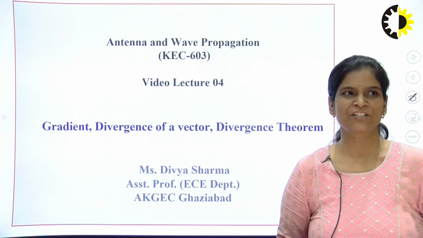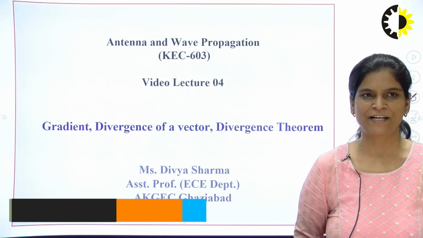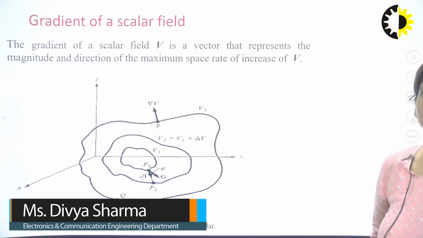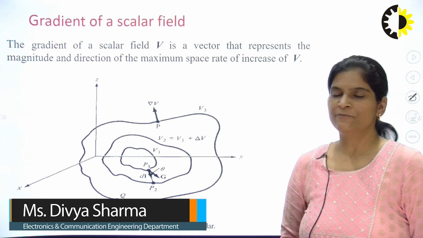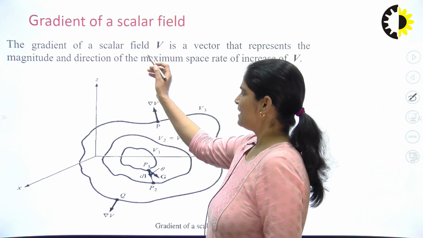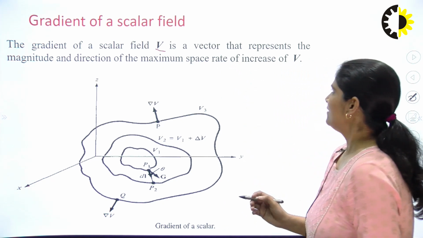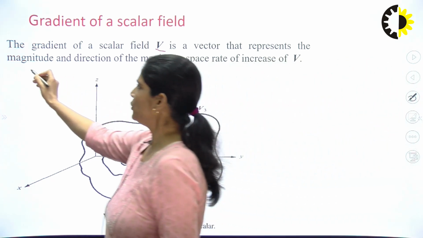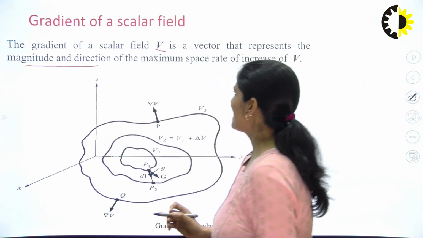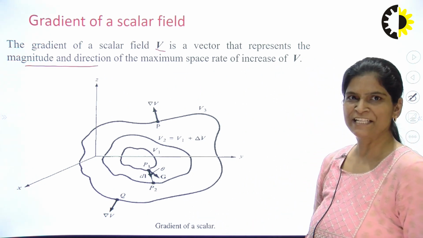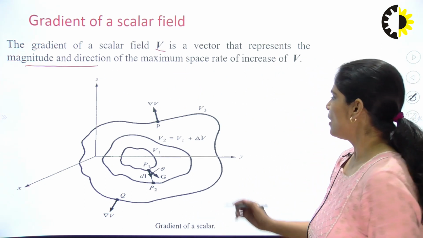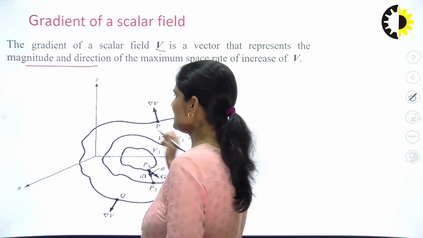Now today's video lecture is on gradient, divergence of a vector, and the divergence theorem. First, gradient of a scalar field. The gradient of a scalar field V is a vector that represents the magnitude and direction of the maximum space rate of increase of V. Now this is in the 3D x, y, z axis.